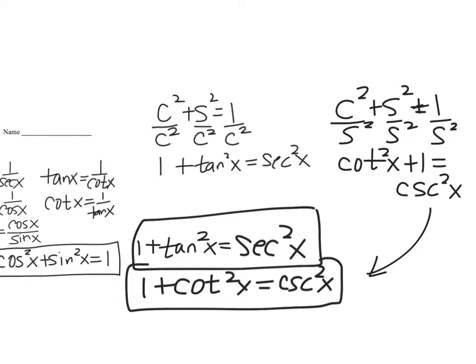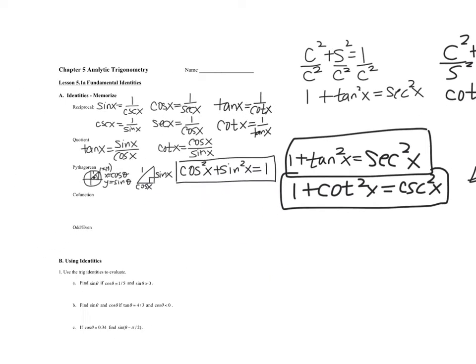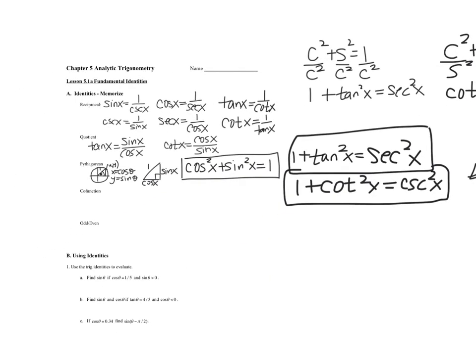So if you're ever stuck, you can't remember them on a test or quiz, you'll remember cosine squared plus sine squared equals 1. You'll just remember that because that one's easy. The other two will come from just doing that to them. Okay, let's get back. A couple more.